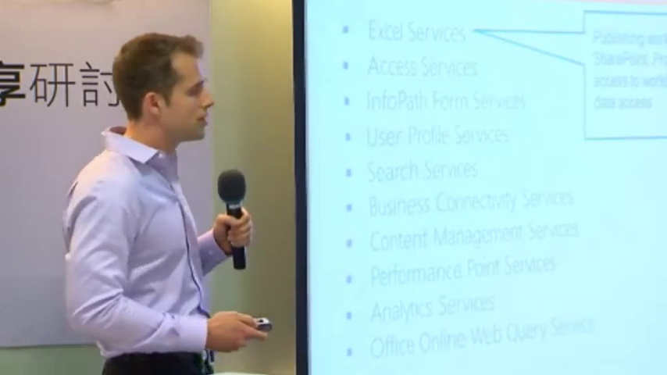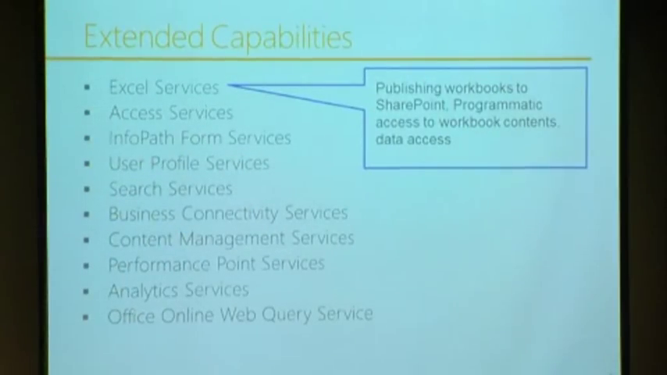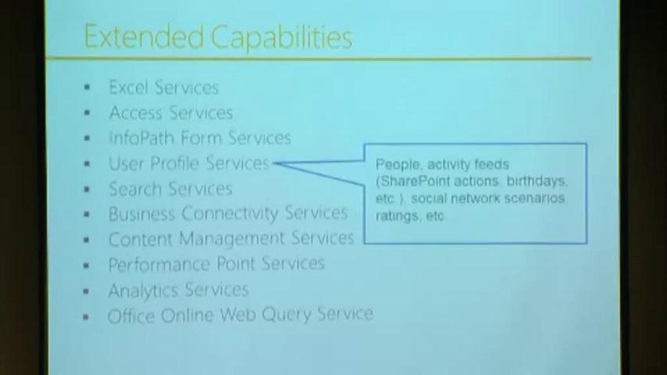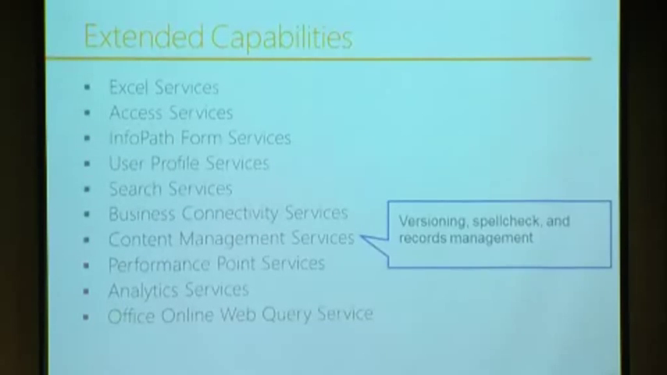So these are the extended capabilities. We talked about Excel Services that allow publishing of workbooks and programmatic data access. We've got a similar collection of protocols for Access Services and InfoPath Services. We've got user profile services. This is that social interaction that I mentioned earlier, where you can do activity feeds. You can set up policies within SharePoint that define how all of this works. You can do ratings of documents, ratings of sites, ratings of lists, whatever you so choose. You've got content management. So these are all the extended capabilities that really target vertical scenarios with SharePoint.